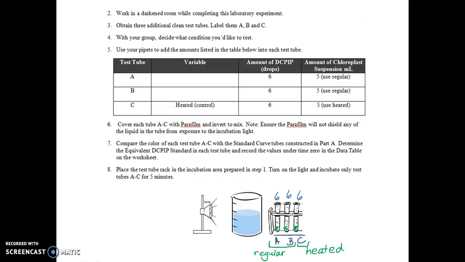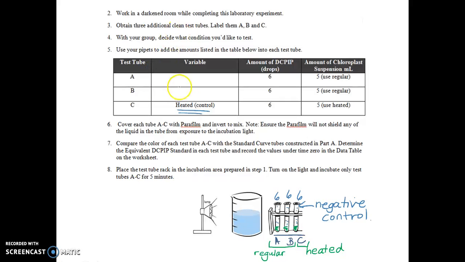We're going to try to keep track of the color of these throughout the course of the experiment. Now we already know that letter C is going to be heated, which means this is our negative control. This is the one we would expect would be doing no photosynthesis at all. That's just to make sure we're doing the experiment right.